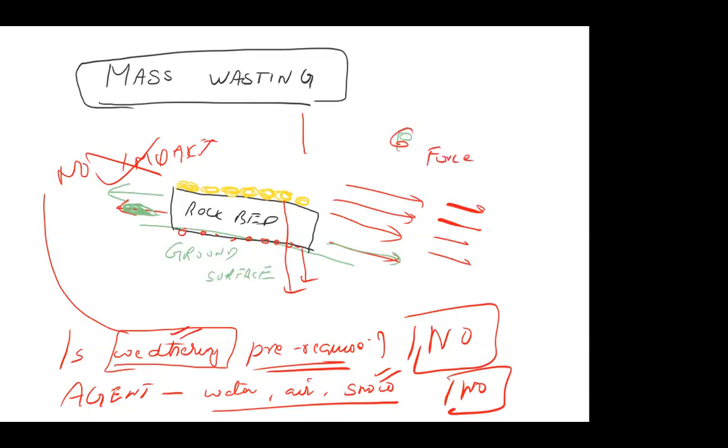If this force is greater than the resistance, called shear resistance, shear meaning surface resistance, then only the rock bed will move, right? Will this resistance be more here or here? One or two? Definitely one. The resistance at location one will be much greater than at location two. The force is the same, but resistance is low in case of two, for weathered materials.